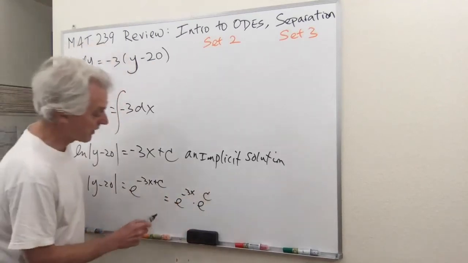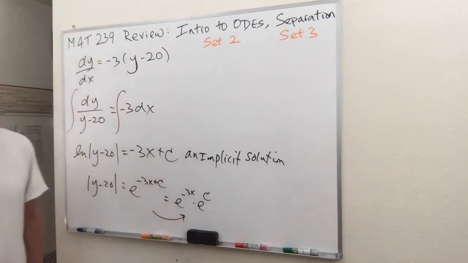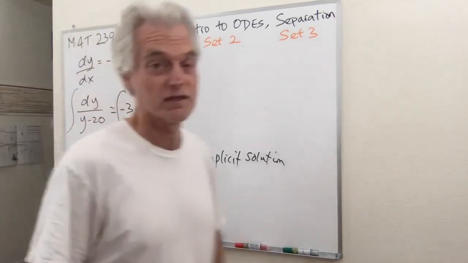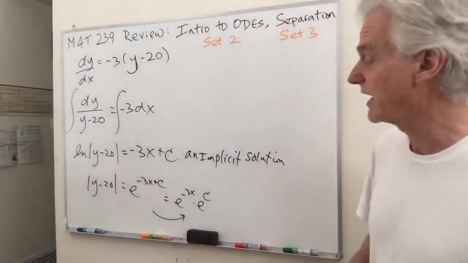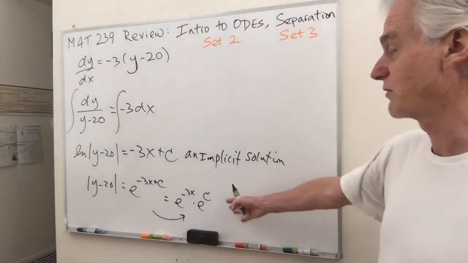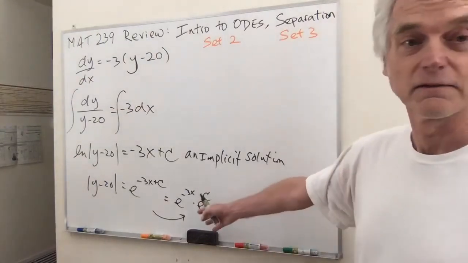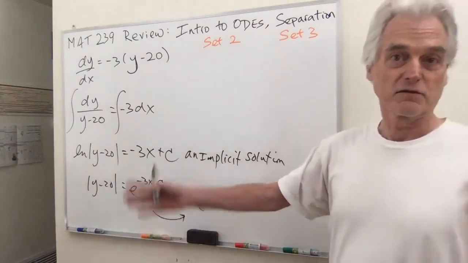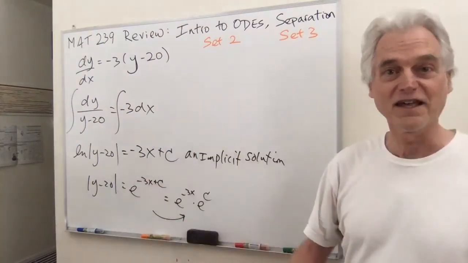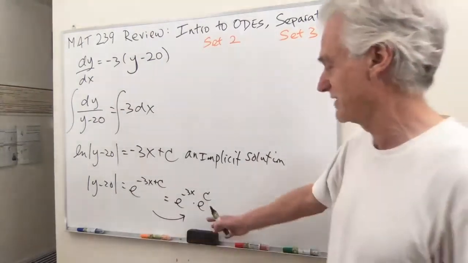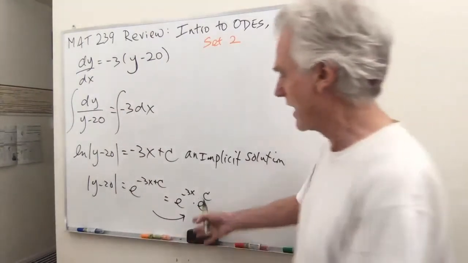Now this step right here is fraught with danger, okay? People get this wrong all the time. At 239 level, at 400 level, at 600 level, people get it wrong, even professors, okay? So how do we do this?